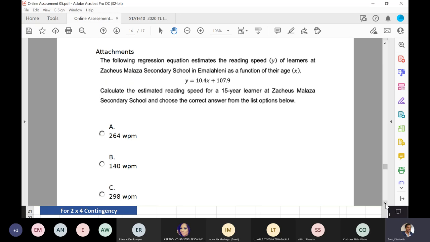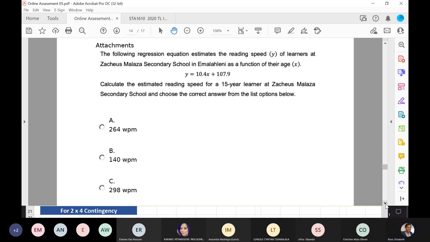The following regression estimates the reading speed, which is Y, of learners at Zekias Malaza Secondary School in Emalahleni as a function of their age, which is X. So we have the regression line, which they rewrote in the other way, which is Y hat equals B1X plus B0. Even if they don't write it the way we know it, like y equals b0 plus b1x, you must always know that b1 is the value next to the x, which is the slope.